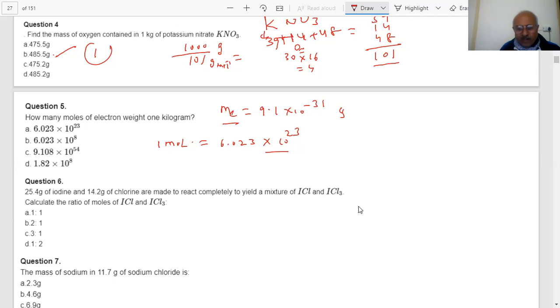Actually, in this question we should have given you the mass of the electron so that students would not have difficulty. Certain questions of a little higher level have been kept in this for the students, which is why some difficulty could be there in solving such questions. Students, next question on the screen. 25.4 gram of iodine and 14.2 gram of chlorine are made to react completely to yield a mixture of ICl and ICl3. Calculate the ratio of moles of ICl and ICl3, students.